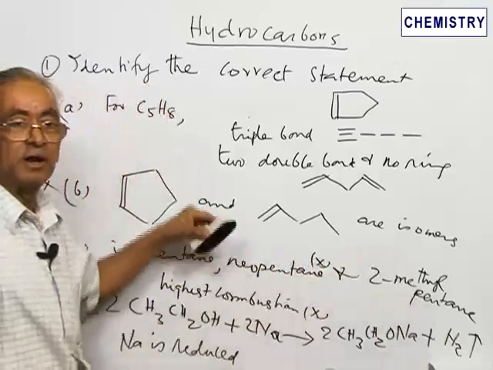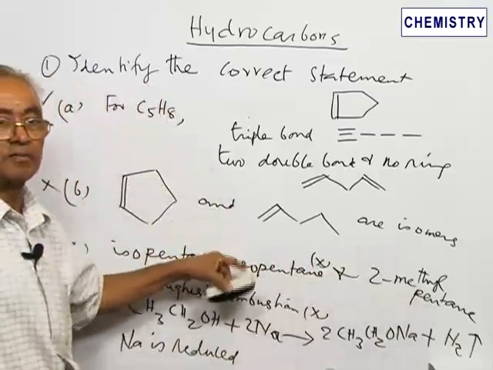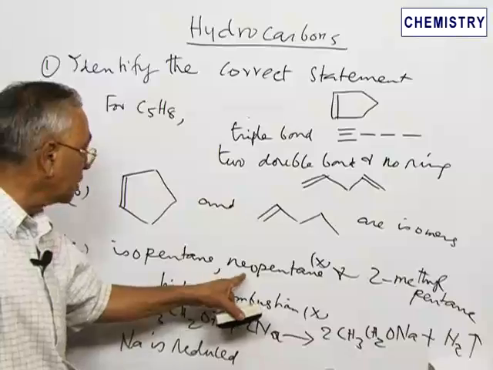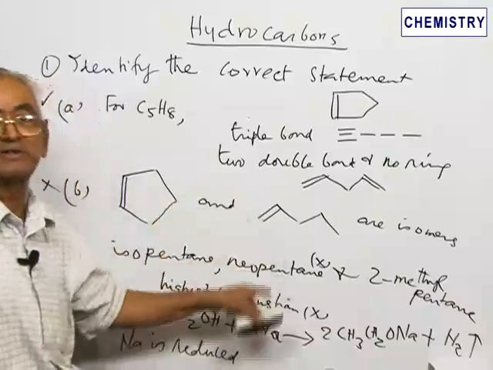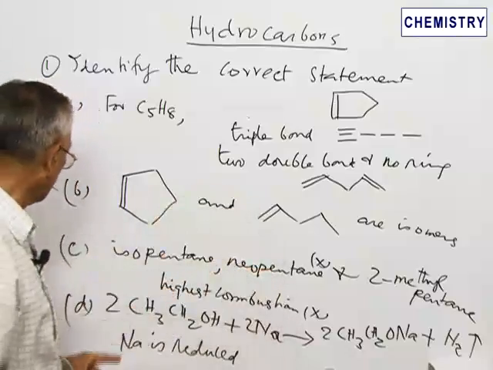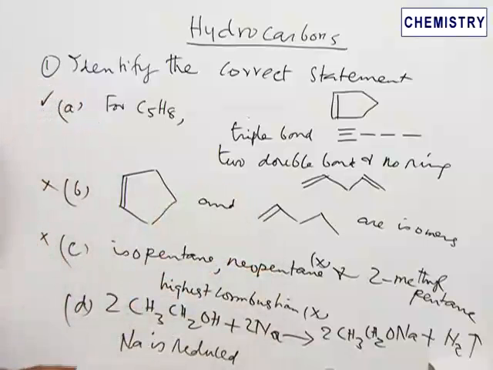Greater the branching, lower will be the heat of combustion. Therefore, neopentane among these must have the lowest value of the heat of combustion. Therefore, this statement is also not correct.